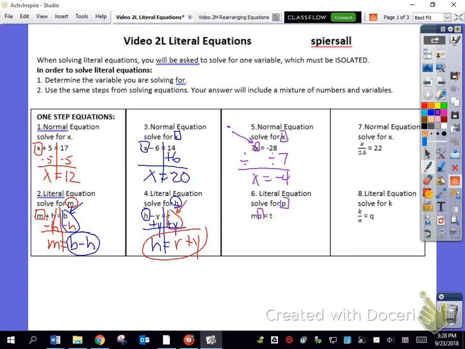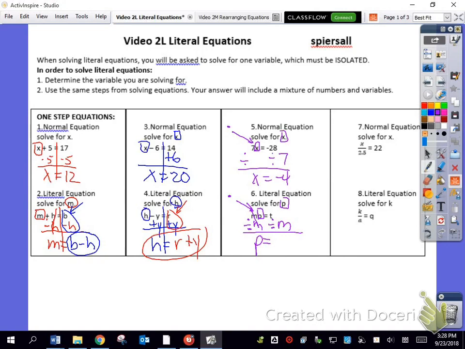Remember, if two variables are next to each other, that does mean times. So the opposite of multiplying is to divide. So I'm going to divide, and I'm going to divide by m. I'm going to divide by the letter that's beside it. Okay, so those cancel out.